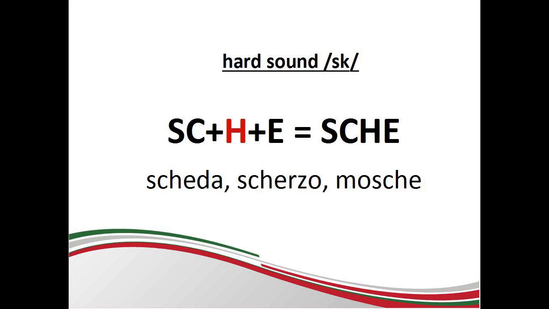To get the hard sound with the vowels E and I, you need to put the letter H between SC and any of these two vowels. For example, SCHE is spelled ske. Scheda, scherzo, mosche.